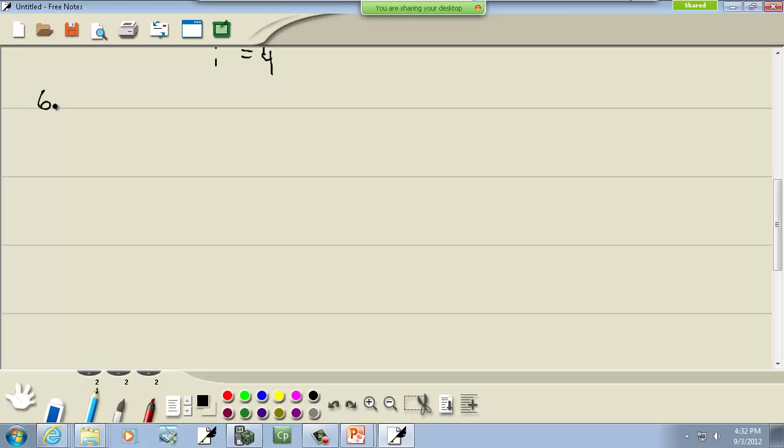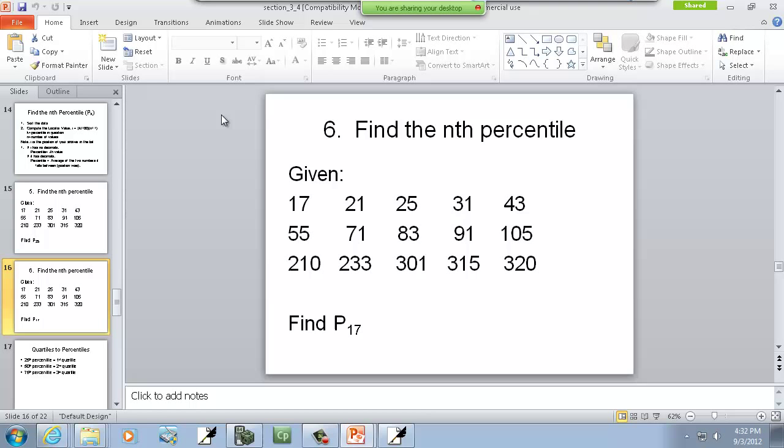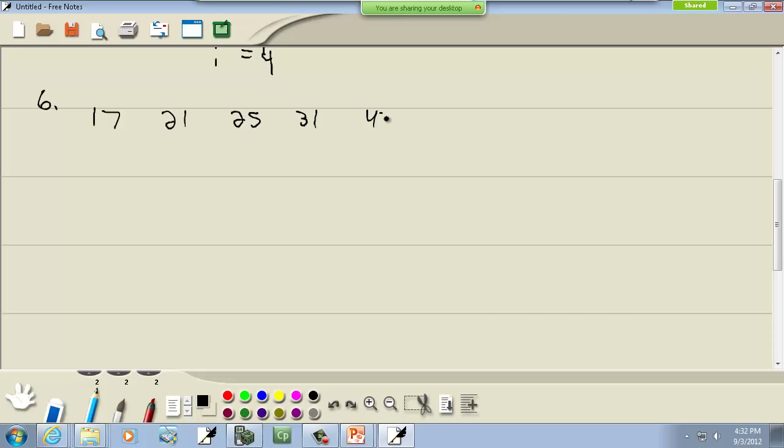Okay, so we got 17, 21, 25, 31, 43, 55, 71, 83, 91, 105, 210, 233, 301, 315, and 320. Now we'll find the 17th percentile.